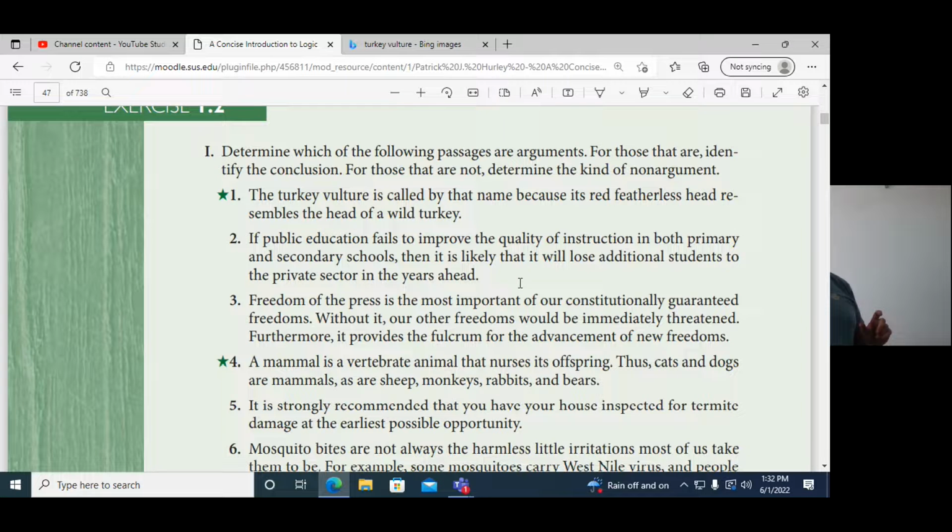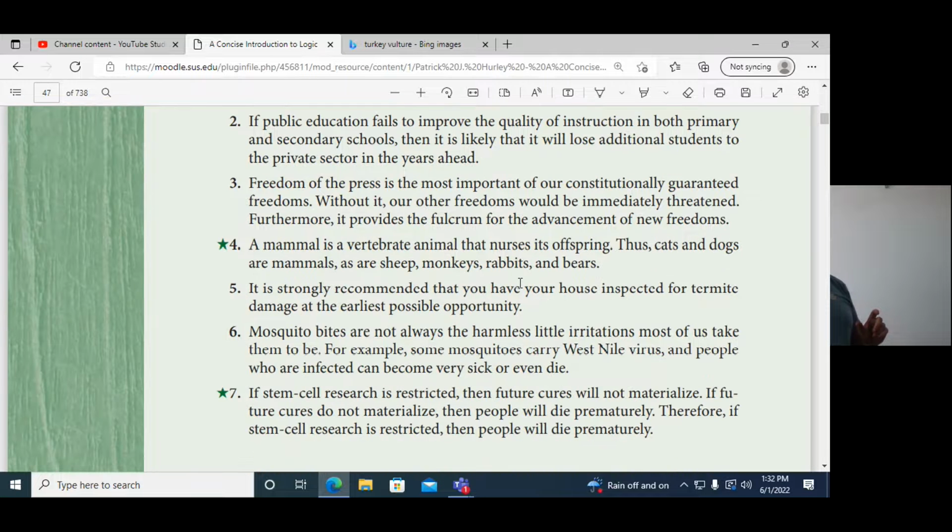Now, we're going to do number 3 together. Take a look at number 3. Freedom of the press is the most important of our constitutionally guaranteed freedoms. Without it, our other freedoms would be immediately threatened. Furthermore, it provides the fulcrum for the advancement of new freedoms. So, we have this passage. Is it an argument, yes or no? Pause to discuss.